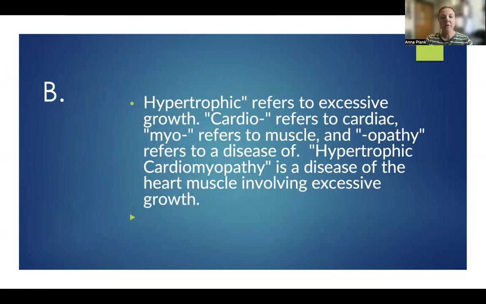And again, the answer is B. So hypertrophic is the excess growth, where we have that real thick wall, and is inability to open up enough to let blood in, and it causes some symptoms where we have that decreased cardiac output.